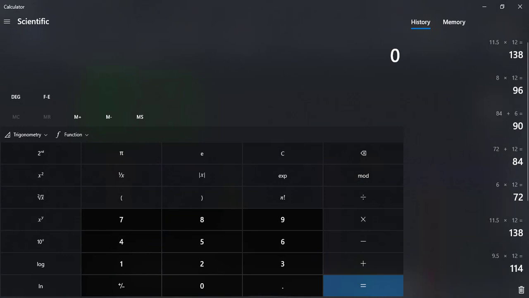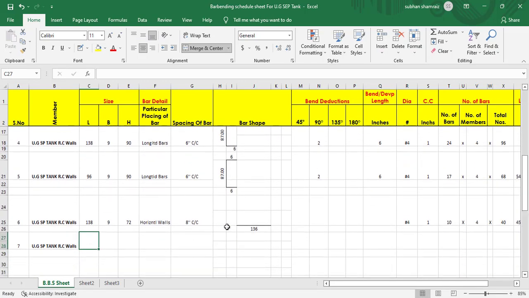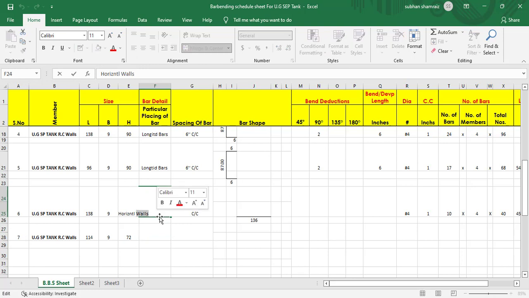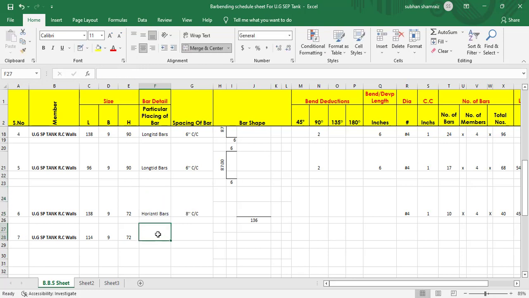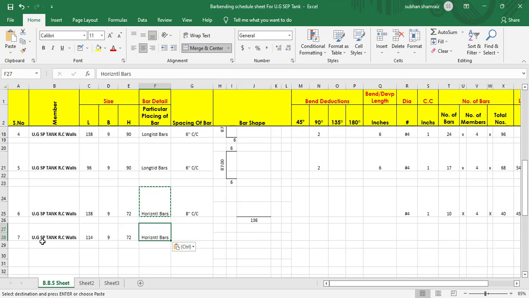We'll take outward dimension, remember, 9.5 multiply by 12, 114. Okay, 114. Okay, 114, 9 inch, and height the same, 72. Okay, and 12 bars. Okay, horizontal bars, copy. You can write here the short wall as well. Okay, so 8 inch center, the same goes here as well.